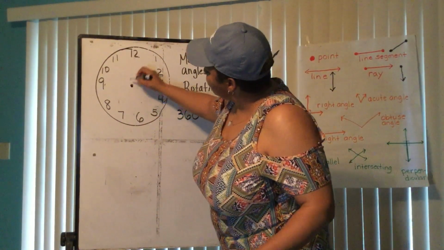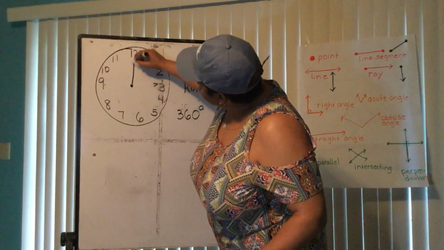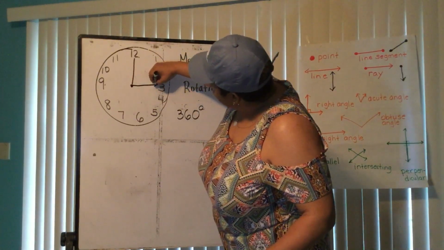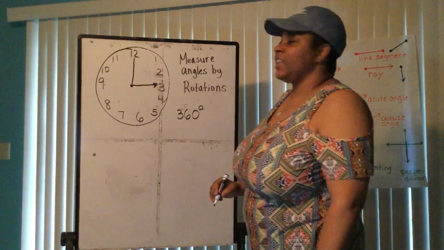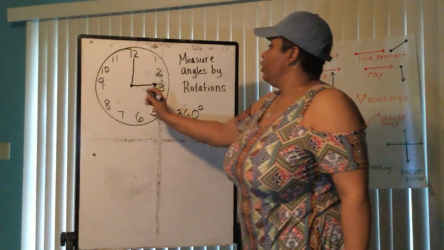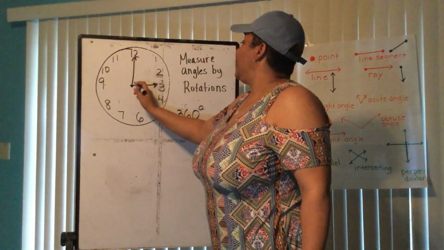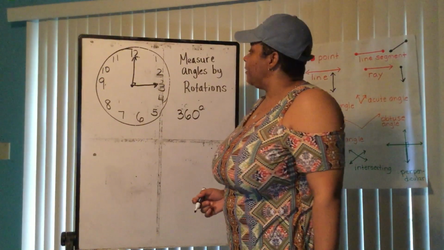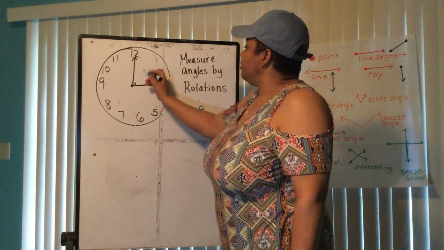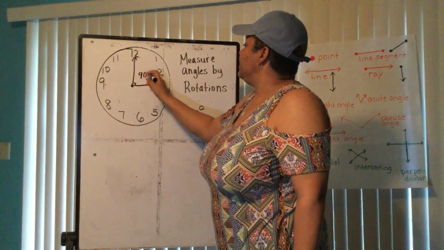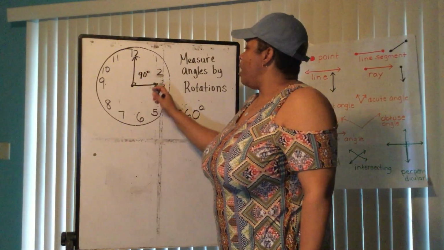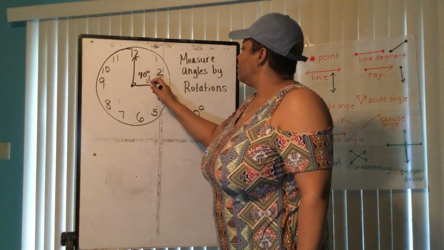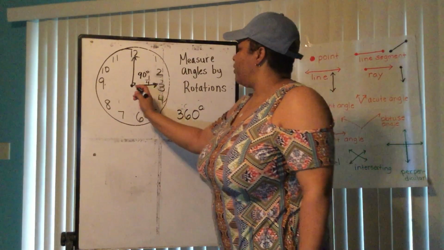So I started out like this. You told me that looks like the letter L. So you said it was a right angle. I'm using rotations to measure my angle. So this is equal to 90 degrees. Also 1/4. Where did I get that 1/4 from?